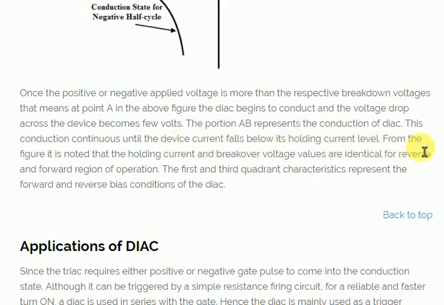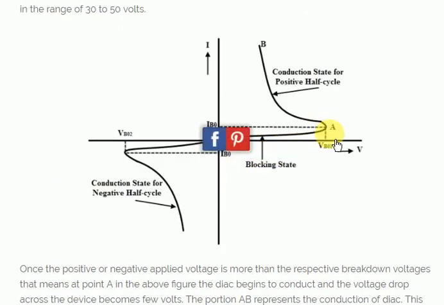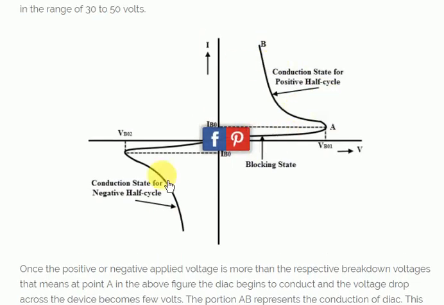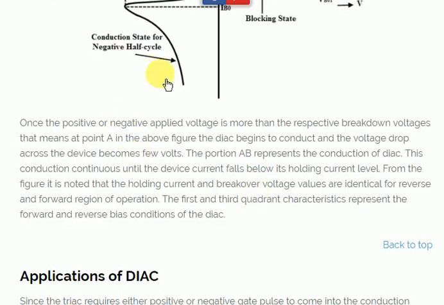Okay. From the figure, it is noted that the holding current and breakover voltage are identical for the reverse and forward regions of the diac. That means when conduction starts, the minimum current required to keep it conducting is the holding current, and in both the forward region and the reverse region the currents are equal. These are identical to each other. This is for the forward region and this is for the negative reverse region.